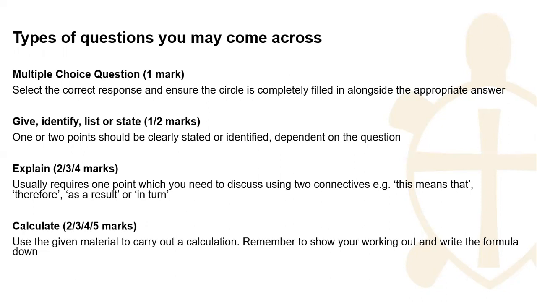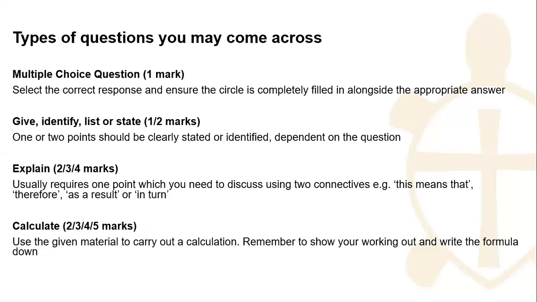You're also going to see 2, 3, 4 mark explain questions. Now, these usually appear in all areas of the exam in Section A, B, and C. If it's in Section A, again, you don't need to make a link to the case study, but if it appears in Section B and C, please do make links to the case study. Now, this time here, you're going to need to justify your answer. So make sure that you are using 2 connectives. For example, this means that, therefore, as a result, in turn, or simple things like because.